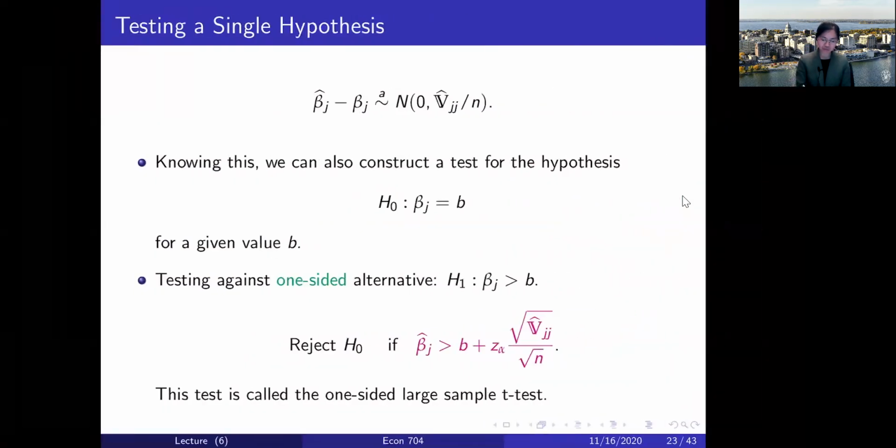Clearly, you can also do a one-sided t-test. That's when your alternative hypothesis is beta j greater than B. It's a one-sided alternative. In that case, you only reject the null when the estimator is much bigger than B. You do not reject when it's smaller than B. So you reject it when it's bigger than B by the one-sided z-score times the standard error. So that's the one-sided large sample t-test.